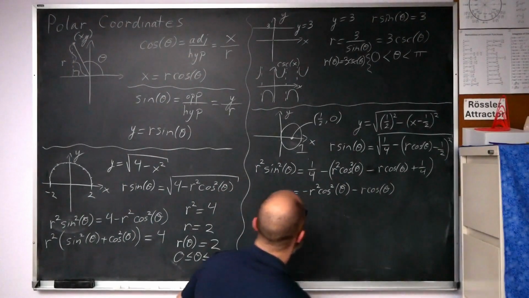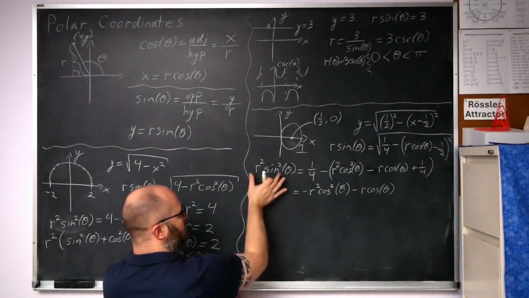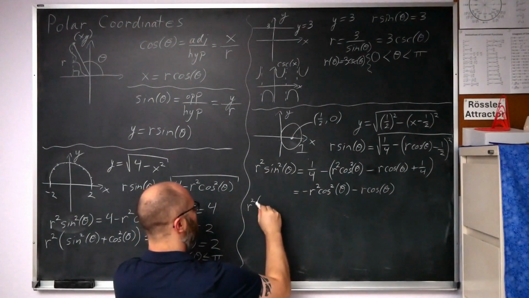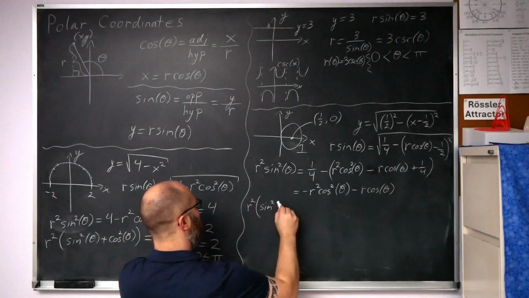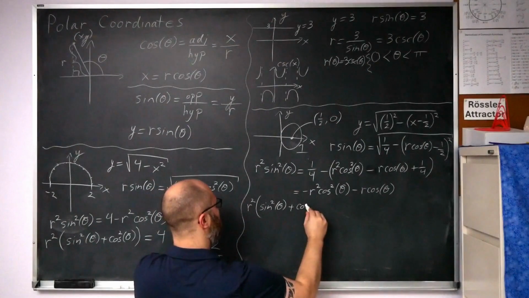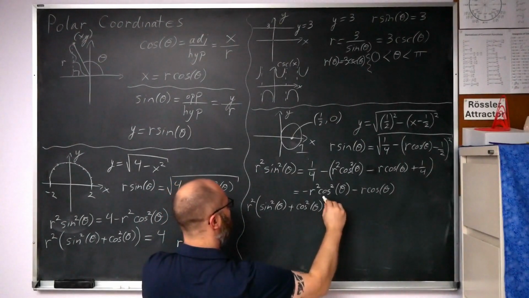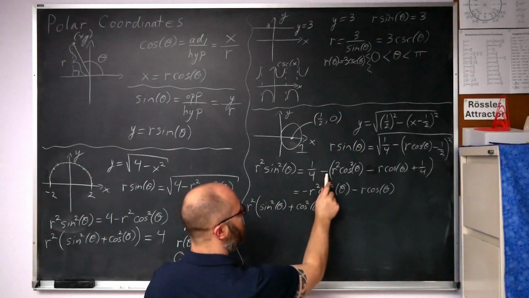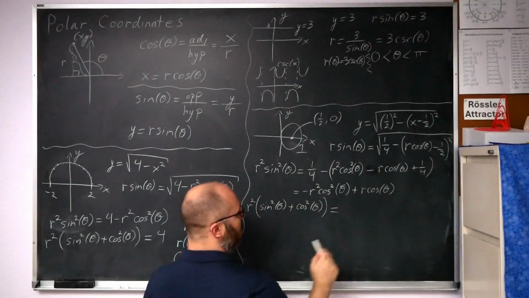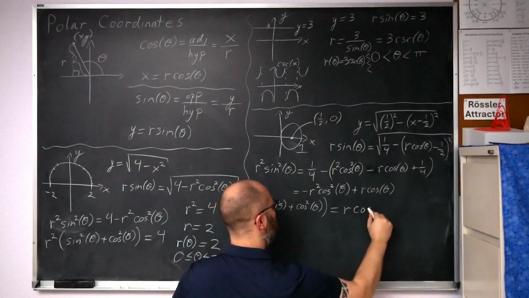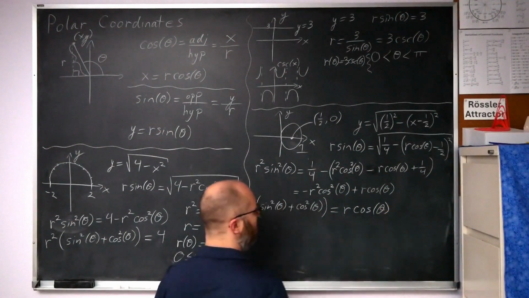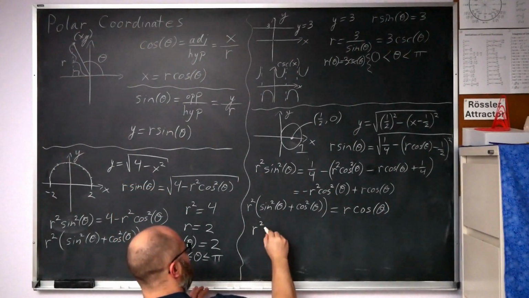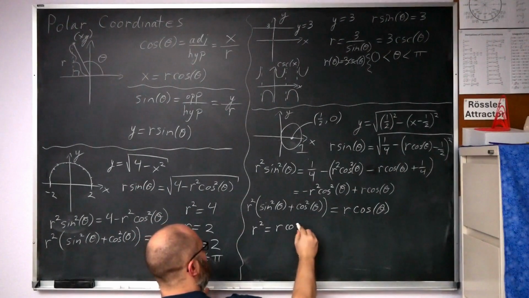All right, now if I bring the r squared cosine squared to this side and I factor out the r squared from both, we get r squared times sine squared theta plus cosine squared theta equals, and sorry, I made a little mistake here, right? Minus minus, that should be a plus. It equals positive r cosine theta. There you go. So then this is 1, so we get r squared is equal to r cosine theta.